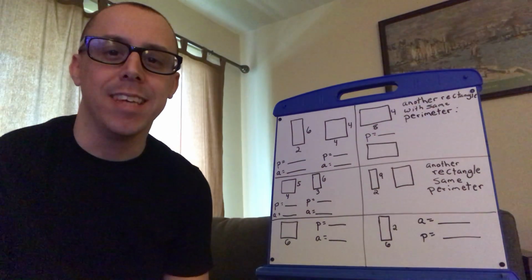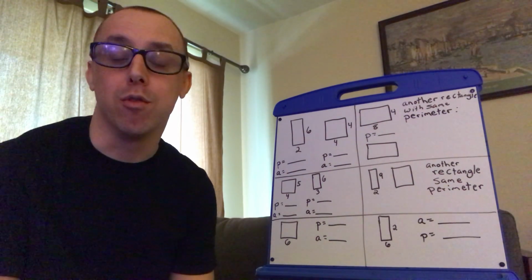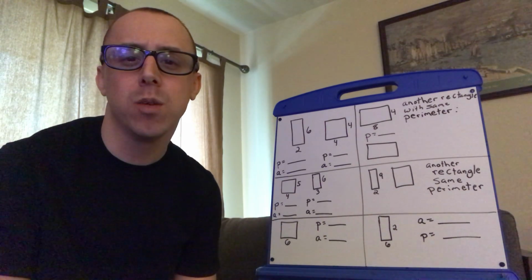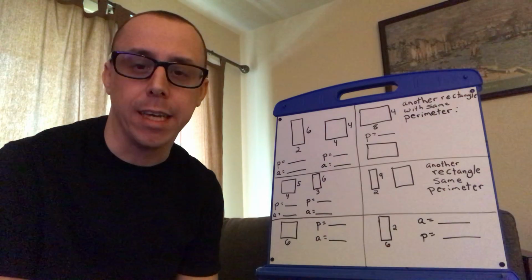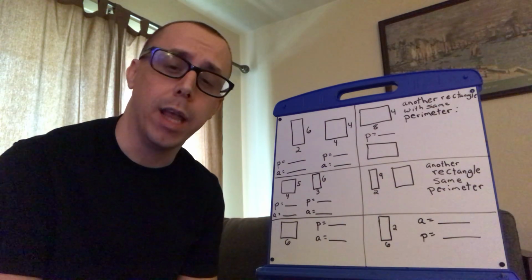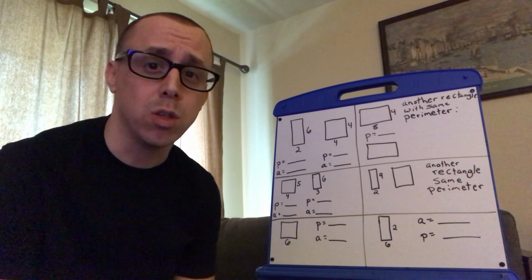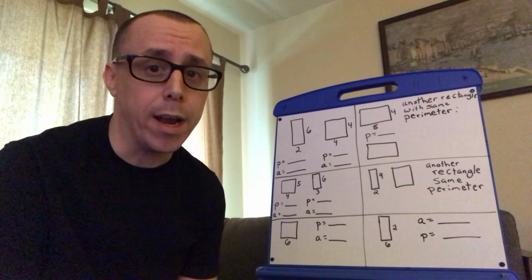Good morning, everybody. Today we're going to be continuing on with our perimeter practice, and specifically we're going to be talking about different rectangles that have the same perimeter. Now, I would like to point out before we begin that this does include squares, because remember, squares are in fact rectangles.